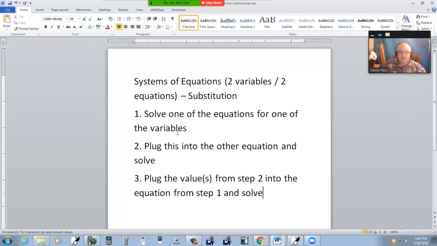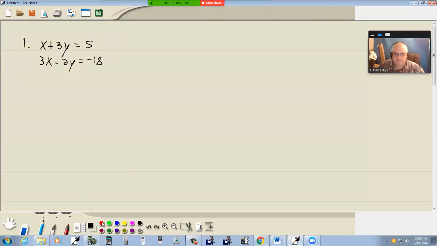Now step 1, solve one of the equations for one of the variables. It does not matter which one you pick. Usually it's the one that has a variable with no number in front of it. Notice how this first equation has an x with no number in front of it? That's usually going to be our best equation. We're going to solve for x because it's the one with no number in front of it. So I'm going to take this 3y and move it over to the right side. So I got x is equal to negative 3y plus 5.